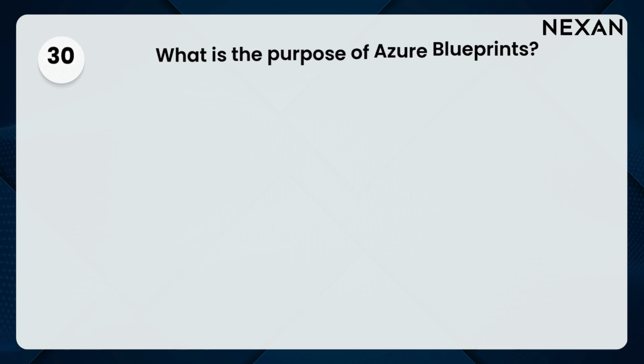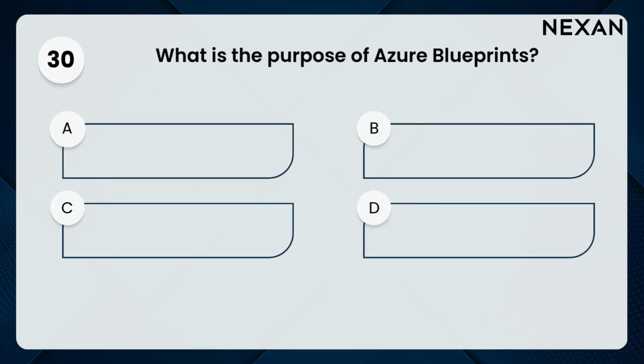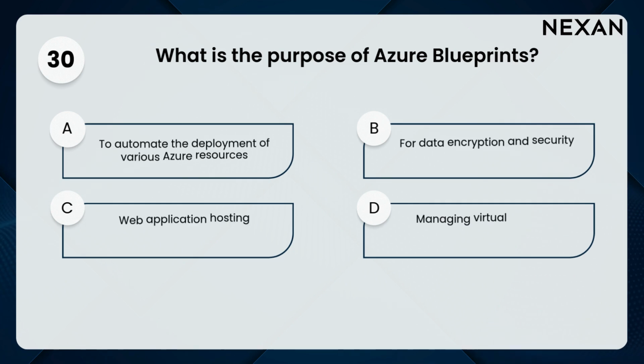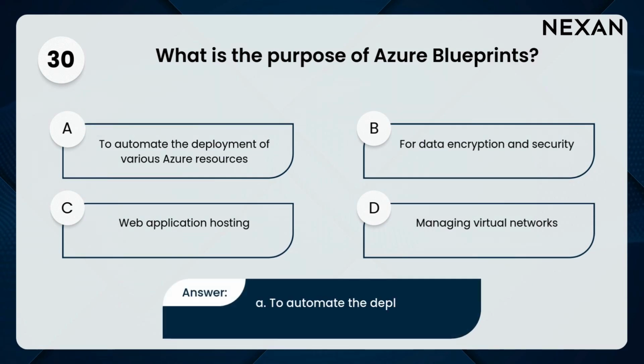30. What is the purpose of Azure Blueprints? A. To automate the deployment of various Azure resources. B. For data encryption and security. C. Web application hosting. D. Managing virtual networks. Answer. A. To automate the deployment of various Azure resources.